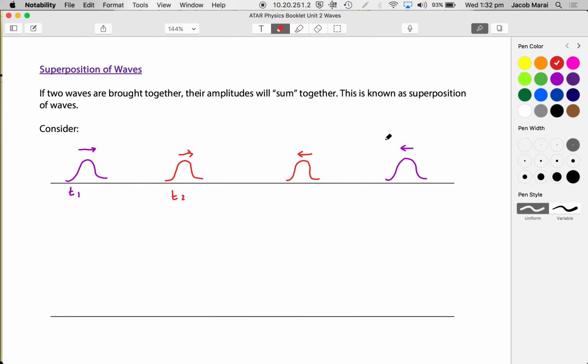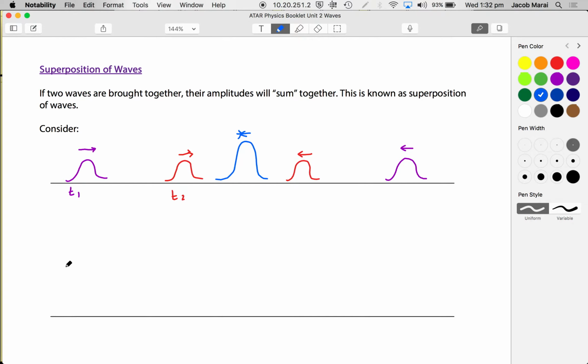And then for the third one, when they meet, their amplitudes actually superimpose. Okay? Now, it's a bit tricky to watch it in real time, but when those two pulses meet, you've basically got an amplitude and an amplitude. They superimpose, and you get a larger amplitude.